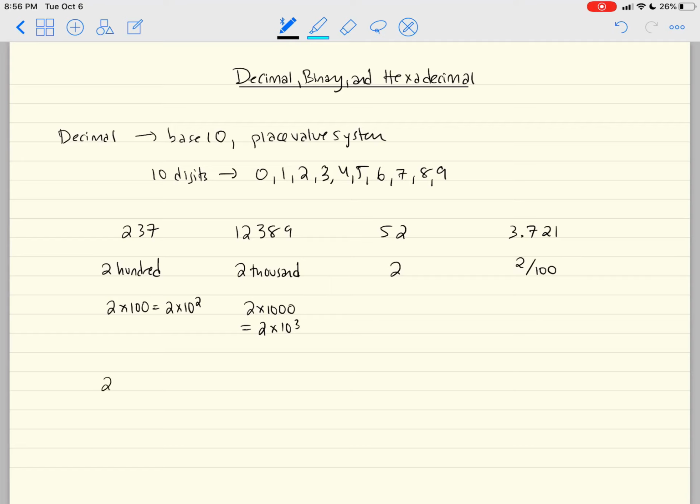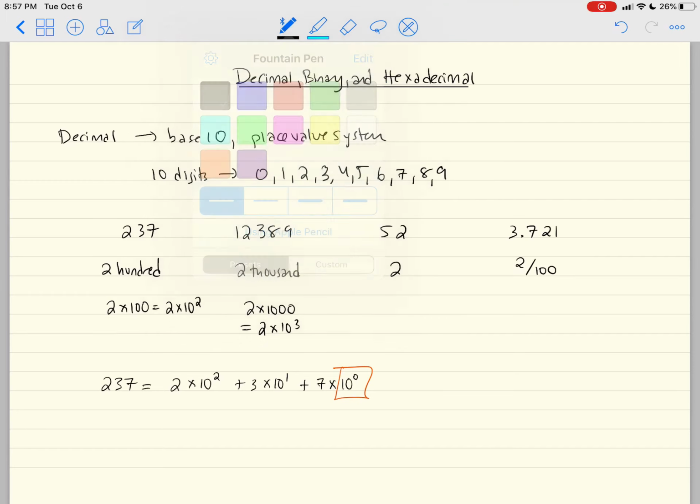So for instance, the number 237, if I write it in what is called expanded decimal notation, this is 2 hundreds, or 10 squared, plus 3 tens, or 10 to the 1, plus 7 ones, or 10 to the 0. Notice, everything is multiplied by a power of 10. The exponents are decreasing. Furthermore, notice that we have a 10 to the 0 as our last one, which is of course equal to 1. But we need to not forget that.